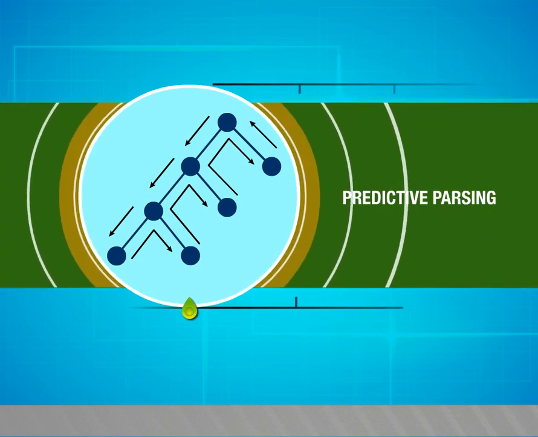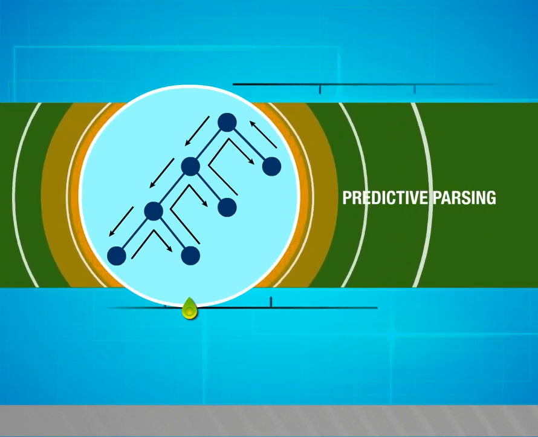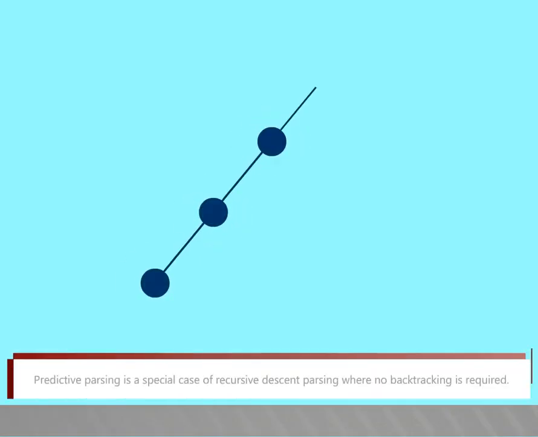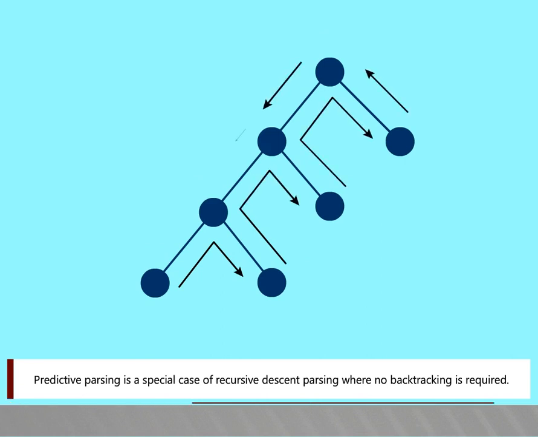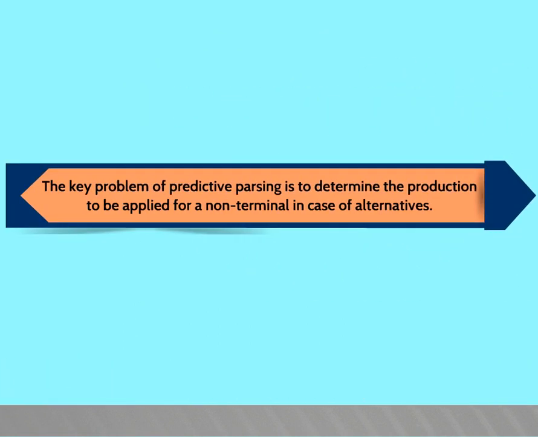Predictive parsing. In this video, we are going to see about predictive parsing. Predictive parsing is a special case of recursive descent parsing where no backtracking is required. The key problem of predictive parsing is to determine the production to be applied for a non-terminal in case of alternatives.